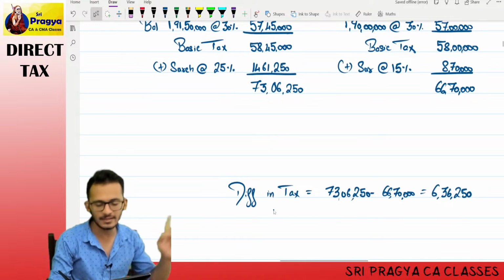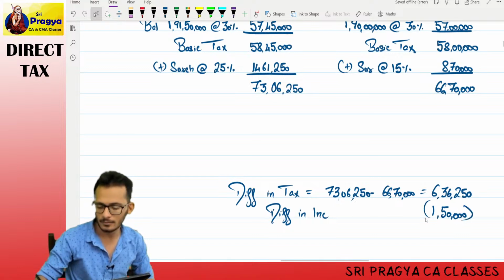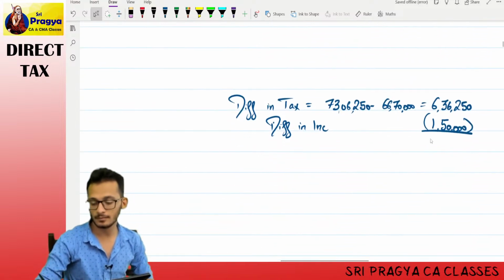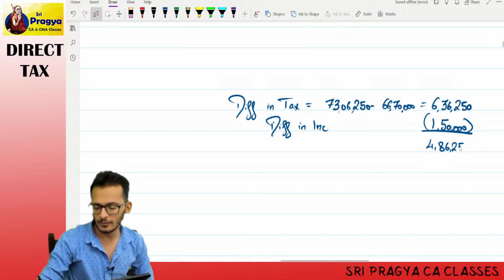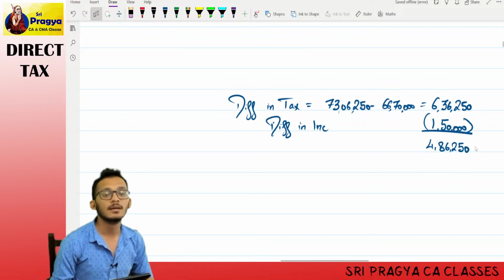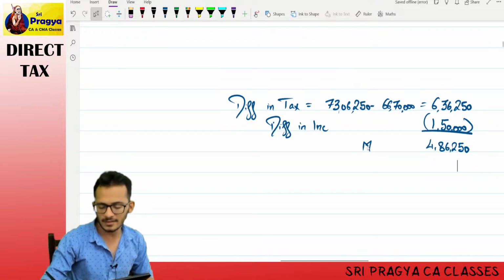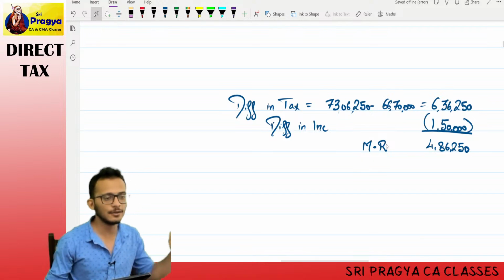So I'm saying difference in tax is 6,36,000. How much is the difference in income? 1,50,000. How much will I not like to pay? 4,86,250. This is what I would not like to pay. Meaning this is my marginal relief. Yes or no? Yes, this I will reduce from the left side.